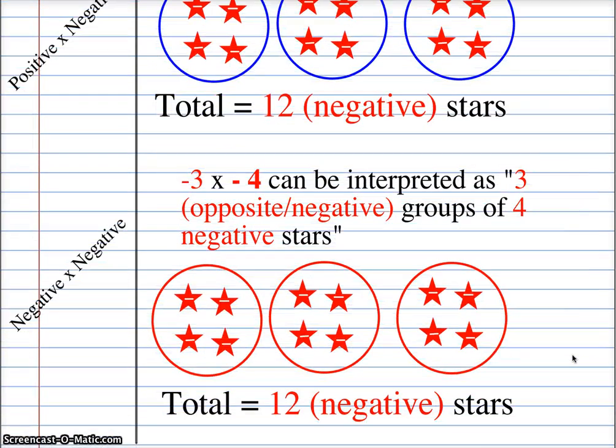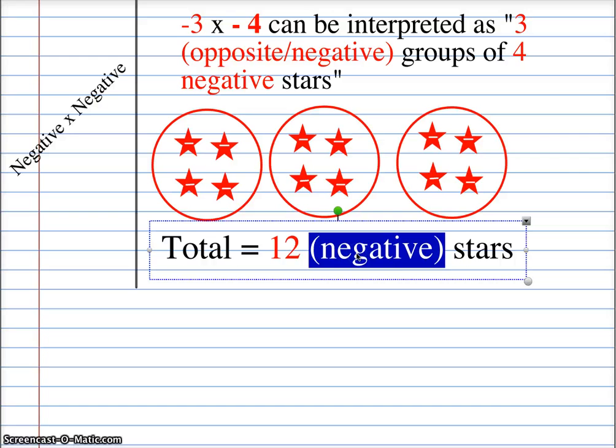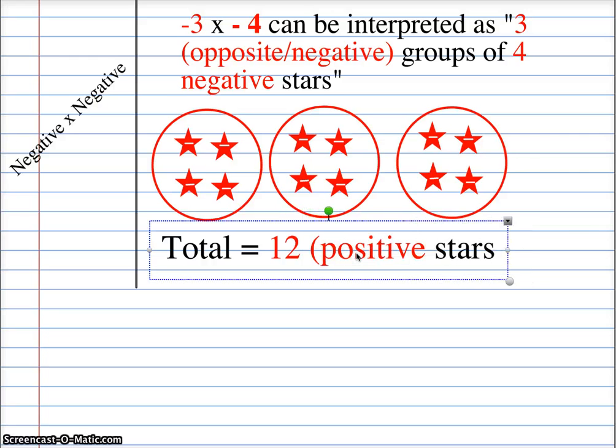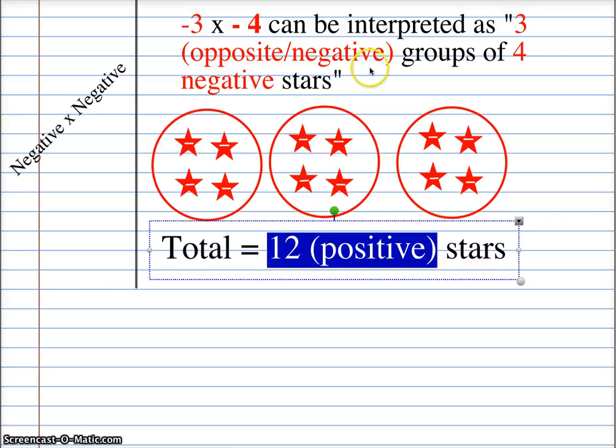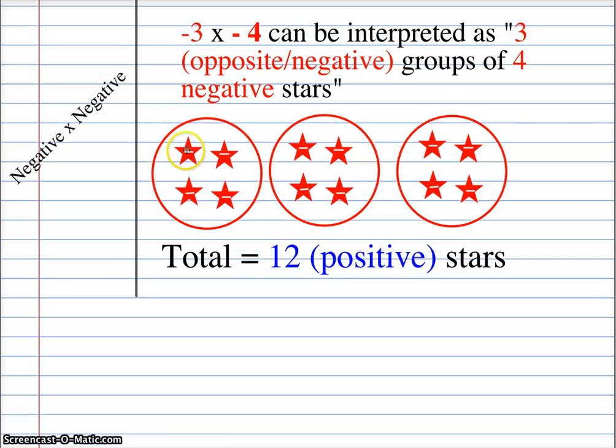Okay. Now the last type of multiplication we could do is a negative times a negative. Now, I gotta change this. This should be positive. Okay. So, if I have negative 3 groups of 4 negative stars, it can be interpreted as 3 opposite groups, because negative also means opposite. 3 opposite groups of 4 negative stars. Kind of strange. So, right now, I have 12 negative stars, the way it looks. Okay, I have 12 negative stars.